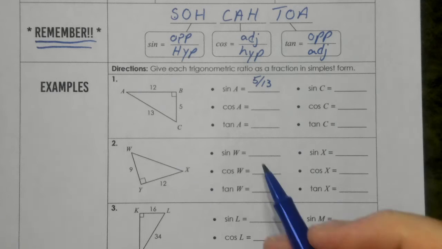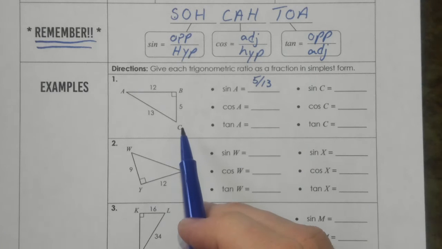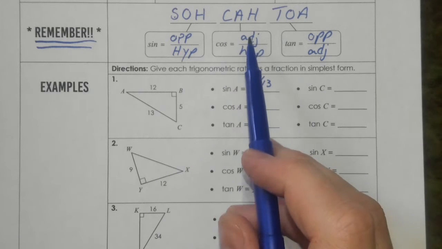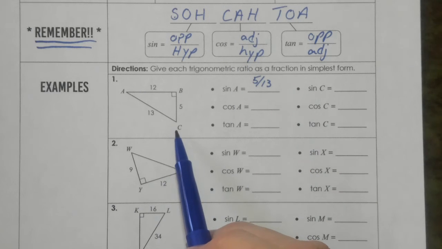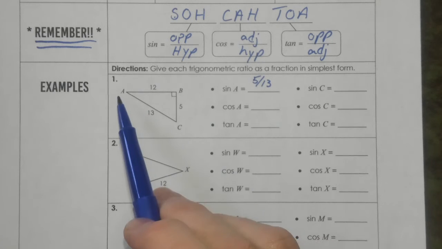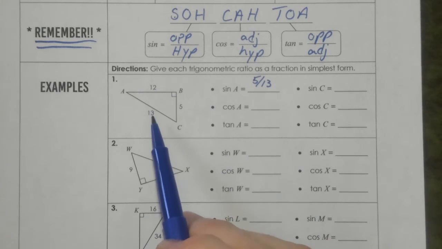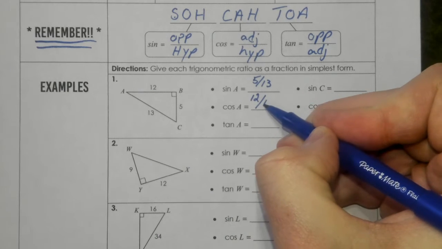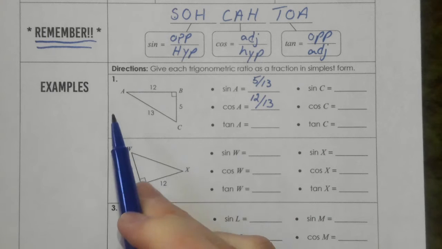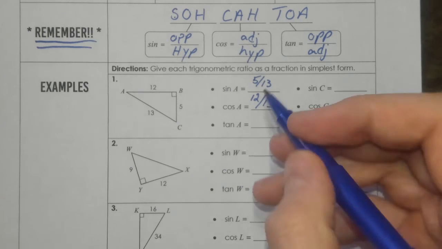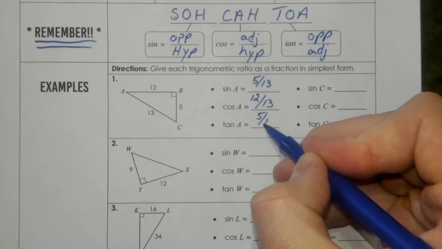All right. Cosine of A. Cosine is always adjacent over hypotenuse. So that's going to be, oops, I'm looking at C, sorry. Cosine of A is going to be 12 over 13, adjacent over hypotenuse. Okay. Tan of A is always opposite over adjacent. So 5 over 12.